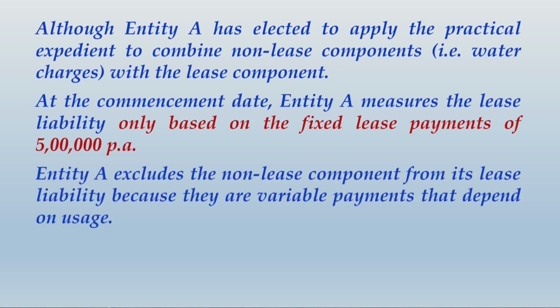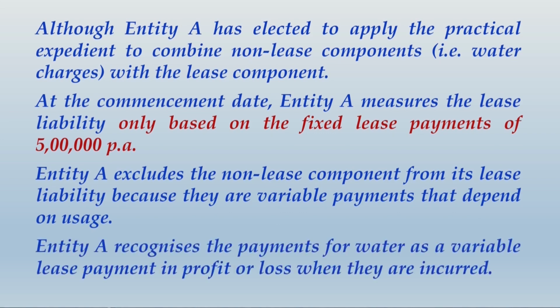Entity A excludes the non-lease component from its lease liability because they are variable payments that depend on usage. Entity A recognizes the payments for water as variable lease payment in profit or loss when they are incurred. So friends, write up this whole thing and that will be the end of the answer.